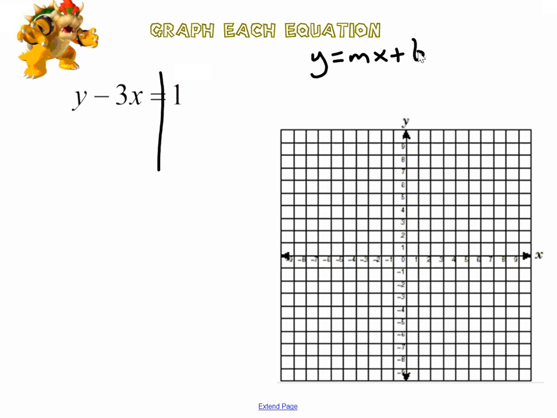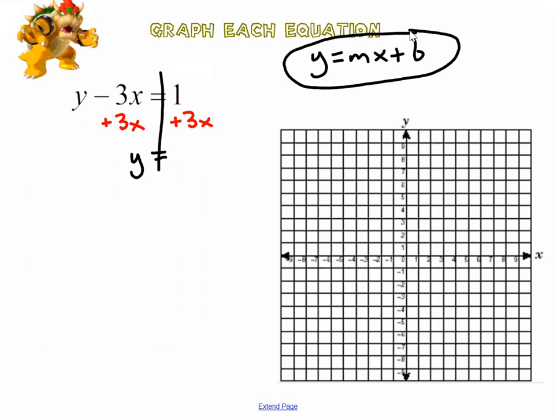So I need to move that negative 3x over. So to do that, I'm going to say plus 3x, plus 3x. Once I do that, I get y equals. Now I want the 3x first because if you look at the slope-intercept form equation, that's what should go first. So I say 3x plus 1.